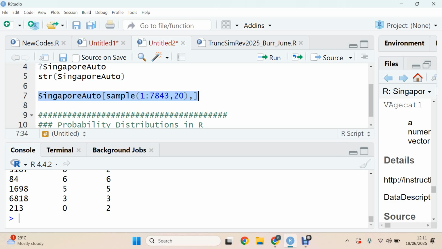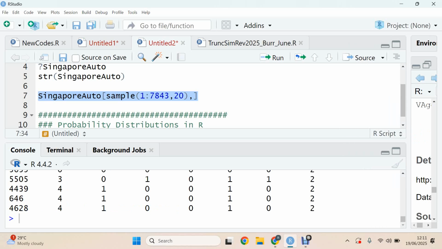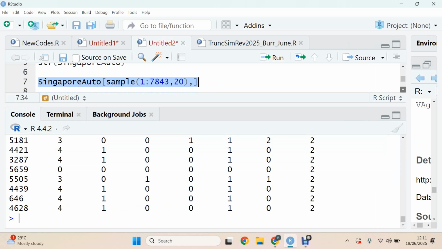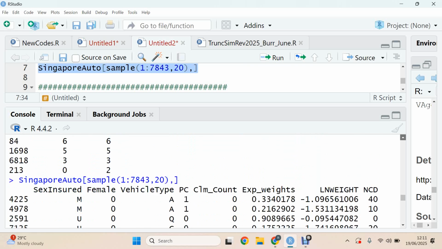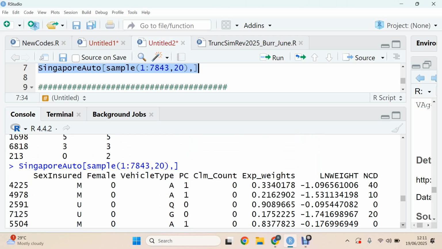Okay, so if you run this, you are going to get something like this. So each row is what? Each row is what? Just an observation. In this case, these are claims data. So if you pick one row, that is one person. So for example, in my case, the first randomly selected person is 4225. The person is a male. Sex of the insured male, so of course female 0. Vehicle type is APC is 1, claim amount is 0, ESP weights, and so forth. So it will run through all the 15 variables. Okay.